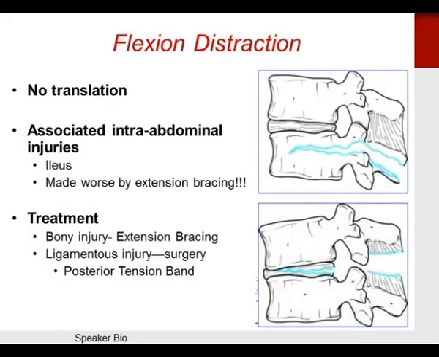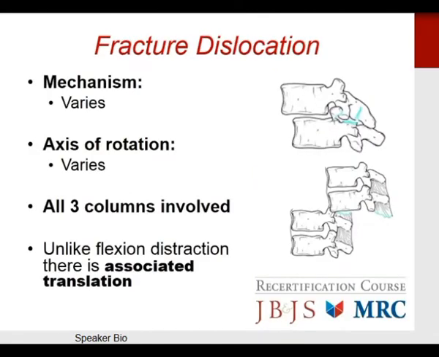Remember that in flexion distraction, there's no translation. There's a high association of intra-abdominal injuries, including the ileus and duodenal injuries due to deceleration. Important to remember because extension bracing may worsen the ileus. In single-level bony fractures, these can be treated with bracing because the bony edges will heal. However, if it's ligamentous, late deformity can occur. Even if you can get the alignment, late traumatic deformity and kyphosis can occur. In these cases, a posterior tension band reconstruction is recommended.